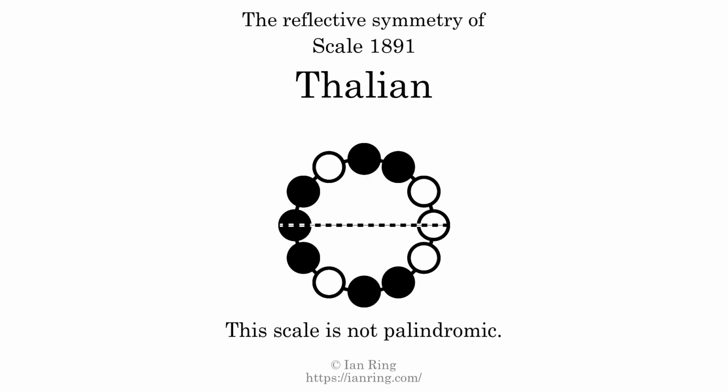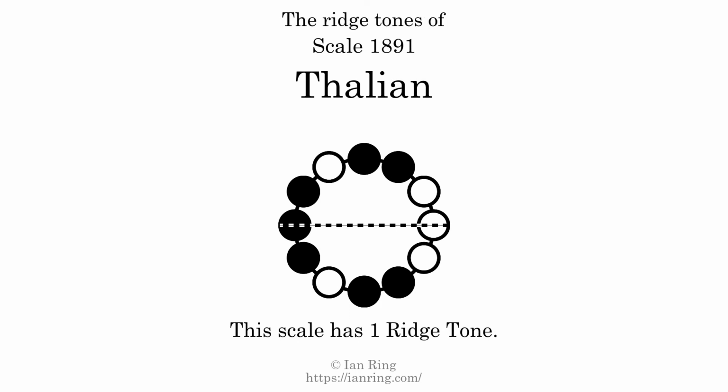This scale has reflective symmetry across an axis position 3 semitones from the root. This scale has a different pattern of intervals ascending and descending, so it is not palindromic. This scale has 1 ridge tone.